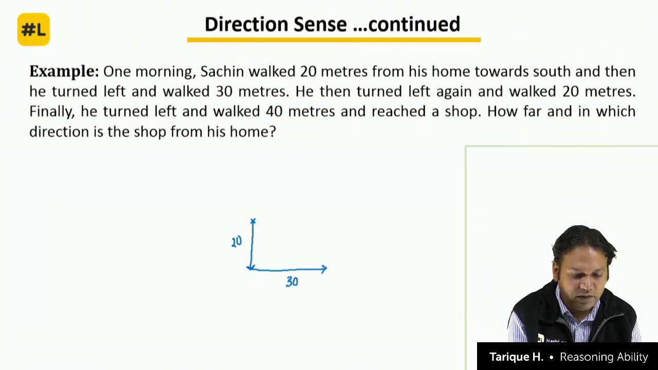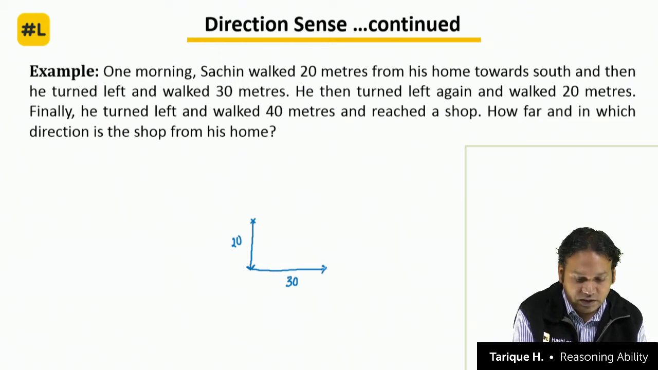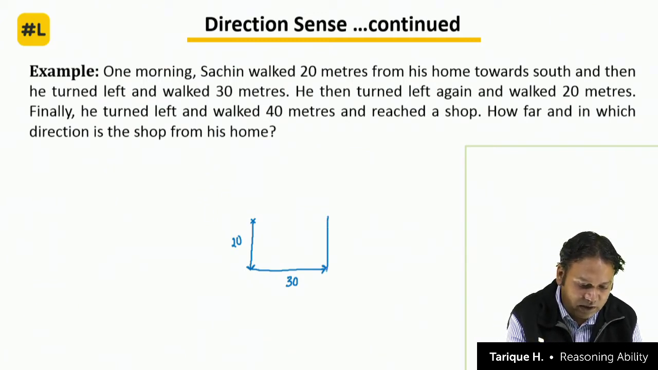This is 30 meters. He then turns left again. So if you are going towards east and then you turn left, you will go towards north. So he then turns left again and walks 20 meters. So that means he comes back on this plane here, 20 meters.